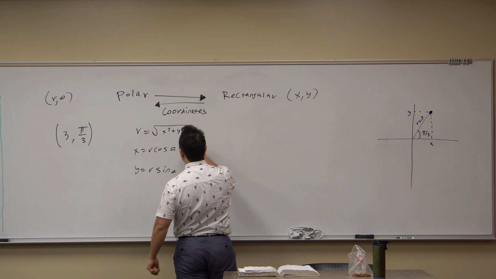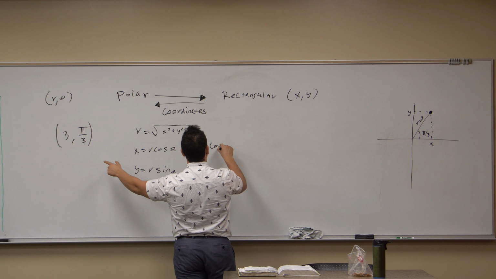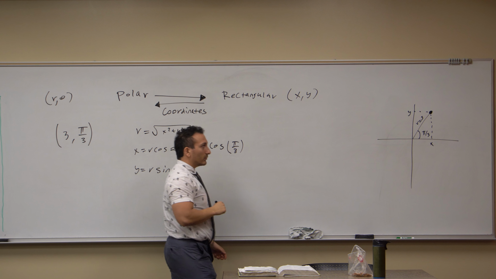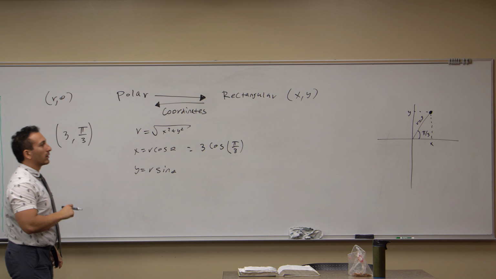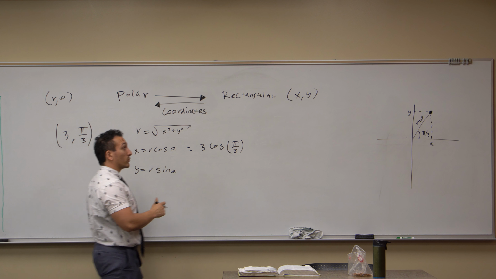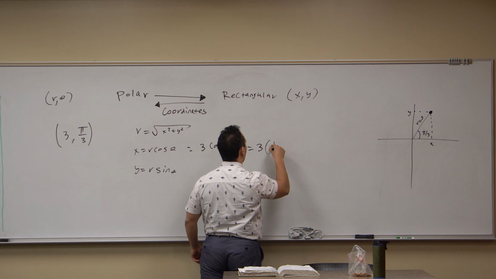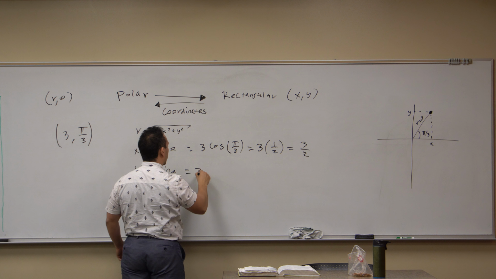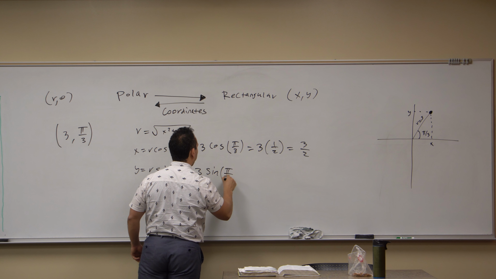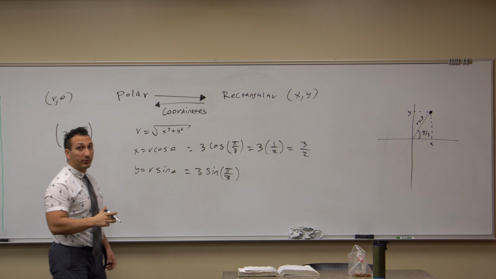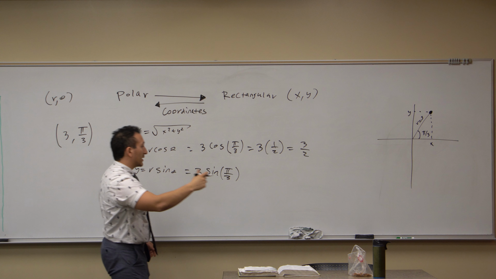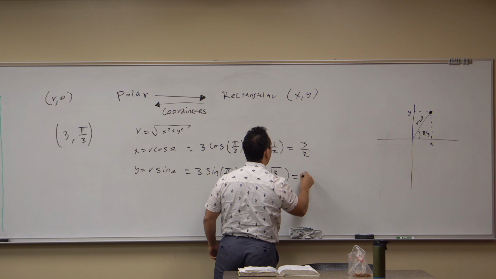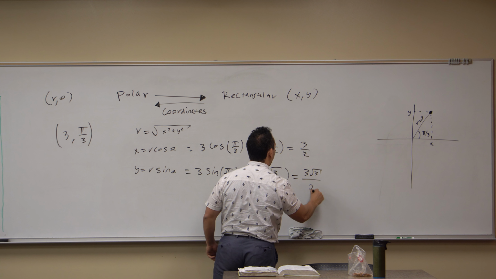So here, x is equal to r, which is 3, times the cosine of theta, which is pi over 3. Okay? Now, what's the cosine of pi over 3? That's 1/2, correct? So this is 3 times 1/2, which is 3/2. Now over here, this becomes 3 sine of pi over 3. And what is the sine of pi over 3? Pi over 6, pi over 4, pi over 3. Yes, that's right, it's root 3 over 2. So this becomes 3 times root 3 over 2, so this becomes 3 root 3 all over 2.